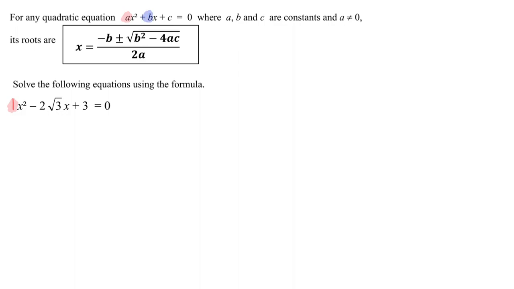B will be the coefficient of x, which is the number in front of x. In this case, negative 2 square root 3. And the value of c will be 3. And we can now substitute all these values correctly into the formula.